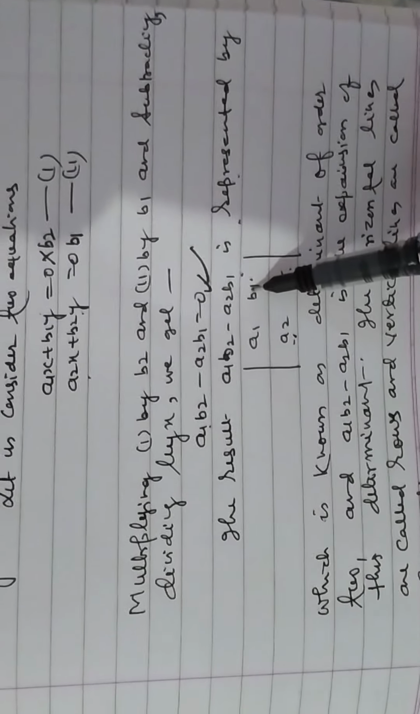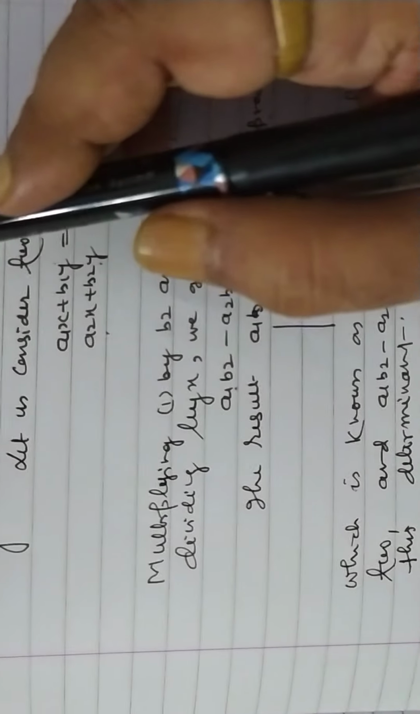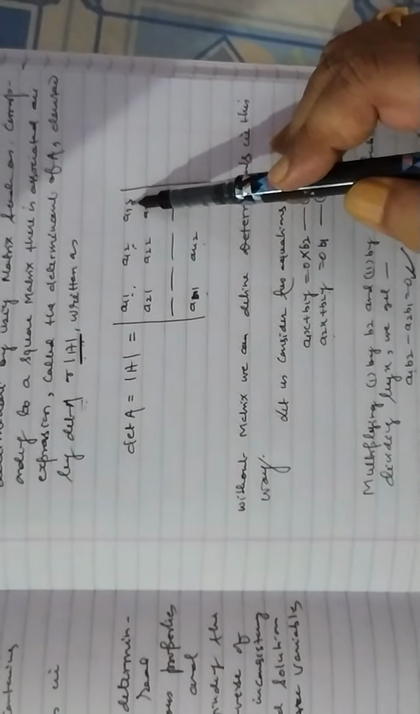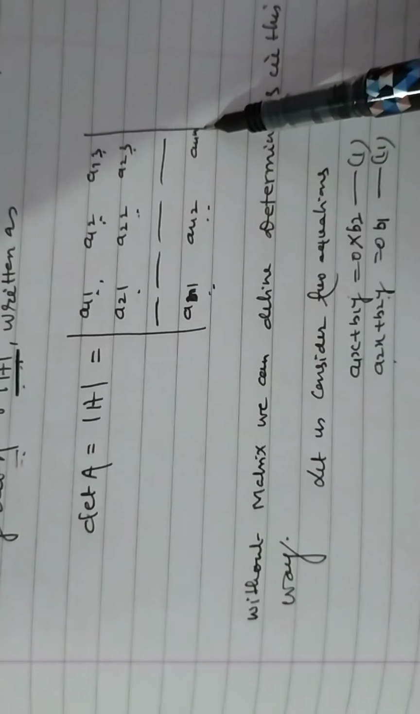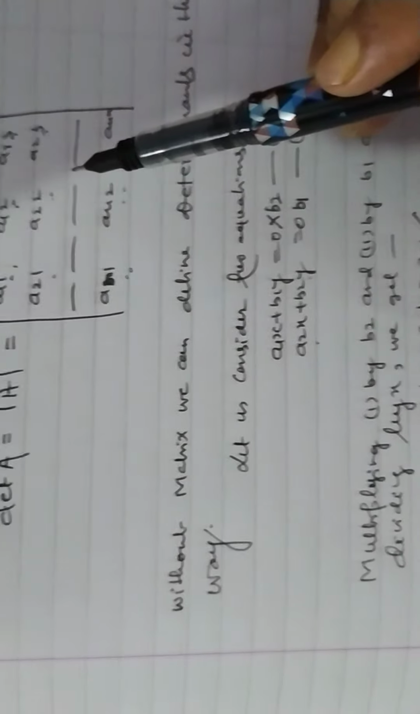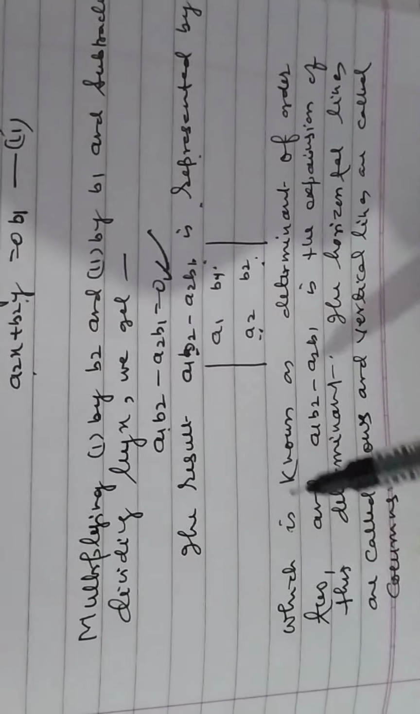So in this way, a11, a12, a13 are known as elements of the determinant, and a1 b2 minus a2 b1 is known as a term of the determinant. Try to understand. Here a11, a12, a13, a21, a22, a23, an1, an2, ann are known as elements, the constituents of the determinant. But a1 b2 minus a2 b1 is known as a term of the determinant.